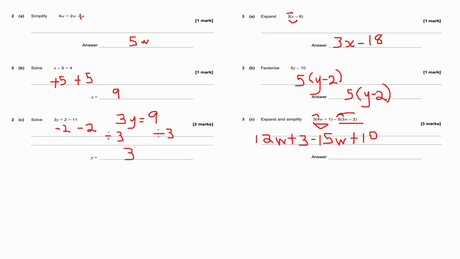Okay, collecting like terms now. 12w minus 15w is minus 3w, so it's negative 3w, plus 3 plus 10 is plus 13. So the answer is negative 3w plus 13, or I can write it as 13 minus 3w. Either convention is fine. It's either 13 minus 3w, or negative 3w plus 13. Either way is fine, guys.